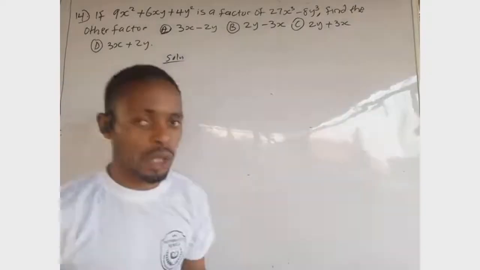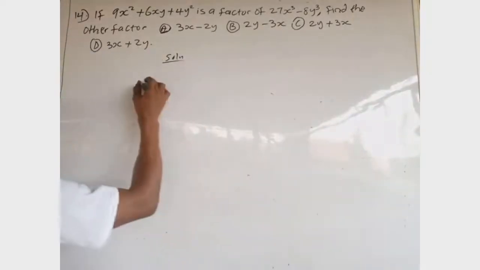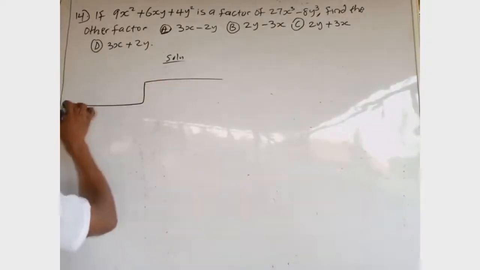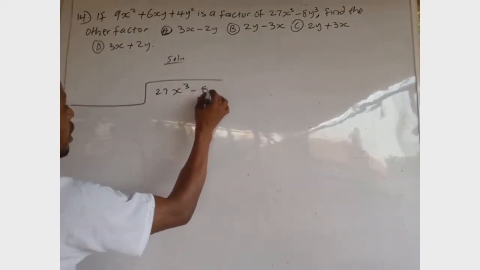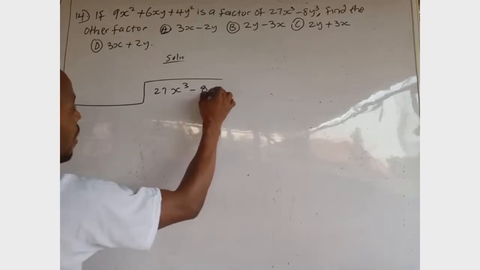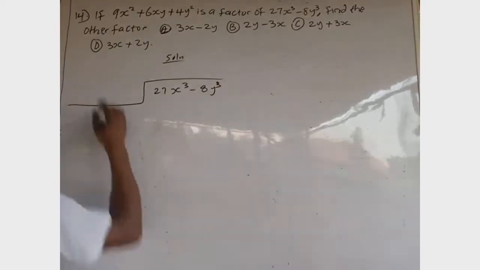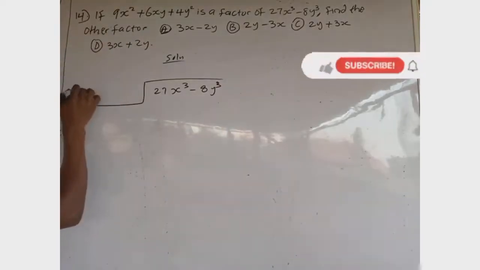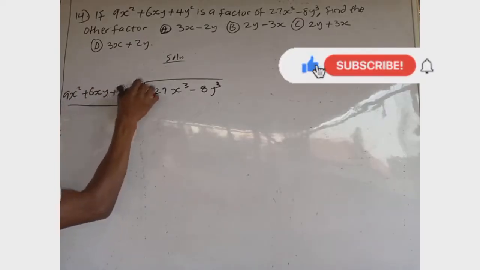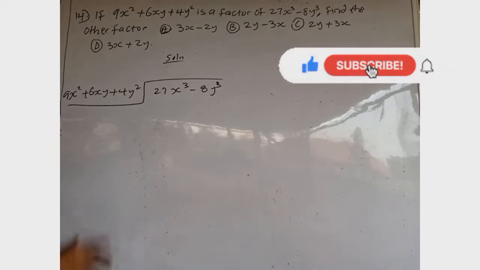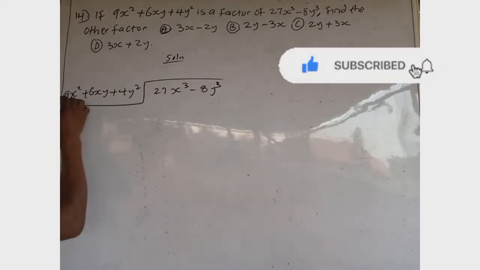long division. Okay? This is how you do it. We have our long division symbol. Inside, we have 27x raised to power 3 minus 8y raised to power 3. Here we put this one, 9x squared plus 6xy plus 4y squared. So the next thing to do now is to divide.